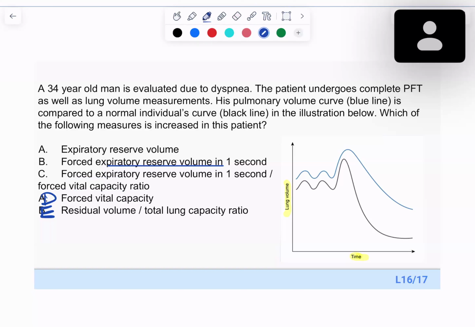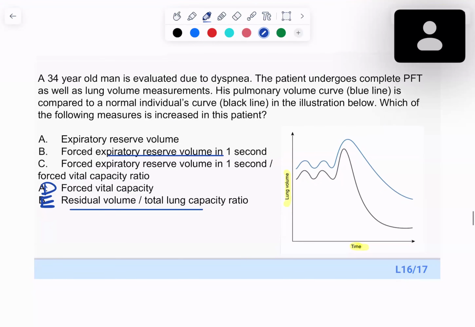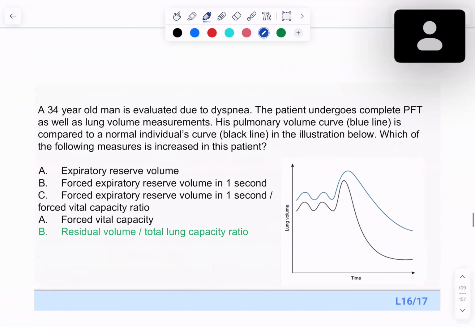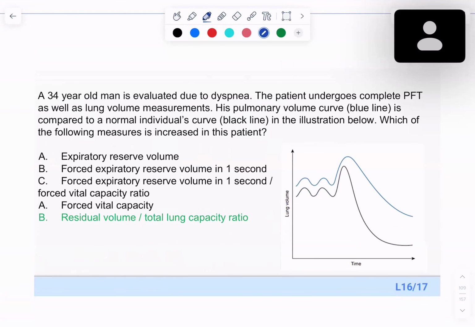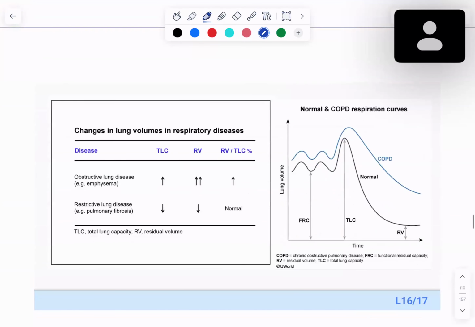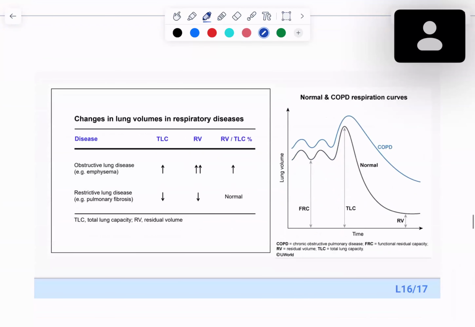Forced vital capacity, we said, decreases, and then you have the residual volume over total lung capacity ratio. This will, yes, it is E, this will increase. Since we have an increase in residual volume and an increase in total lung capacity, the ratio between them will increase in an obstructive lung disease. As you can see here, this is a very important slide.